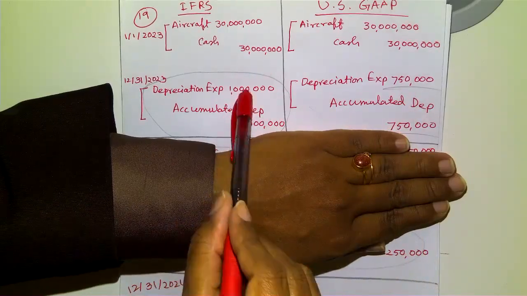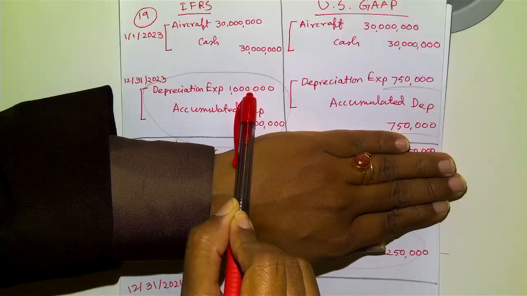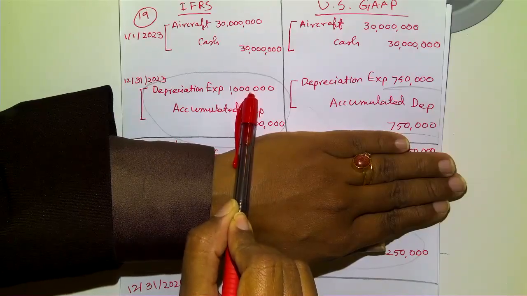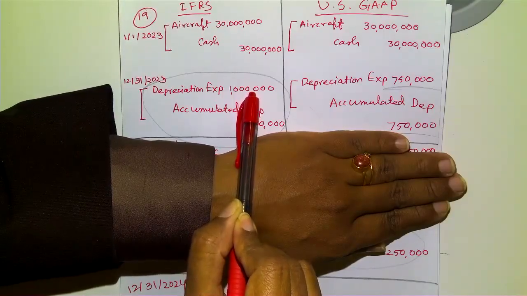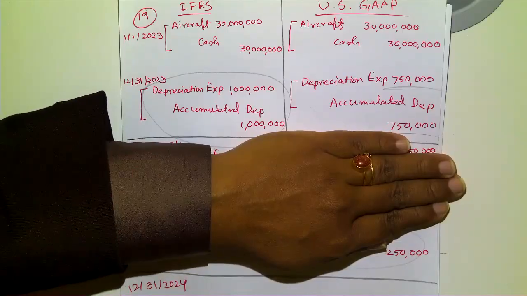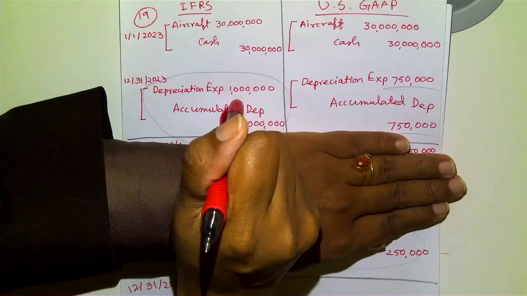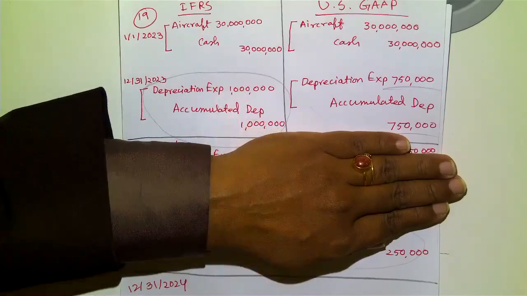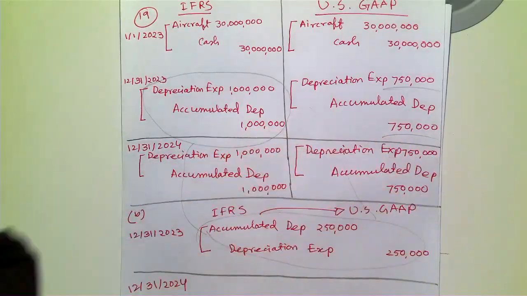IFRS expenses is higher or lower? Higher. IFRS company's net income is higher or lower? Lower. IFRS company's retained earnings was higher or lower? Lower. So retained earnings is reflected by all your revenues, expenses, or net income. So in 2023, their retained earnings was lower by 250K. So retained earnings is also cumulative on your balance sheet. So we will also adjust the beginning retained earnings.